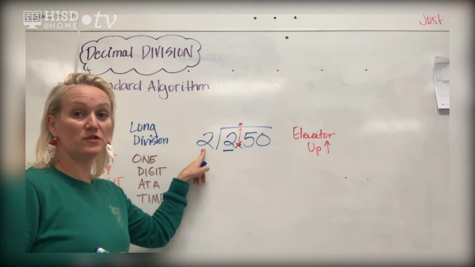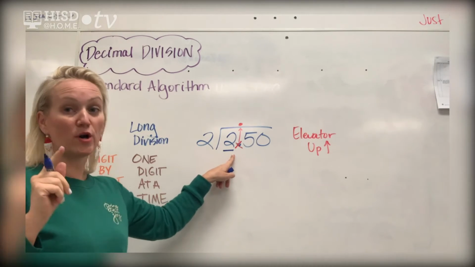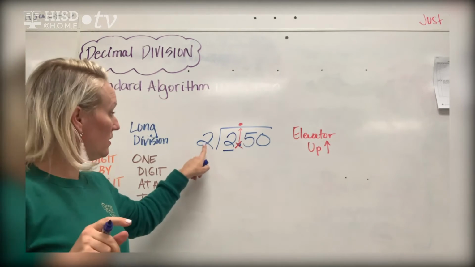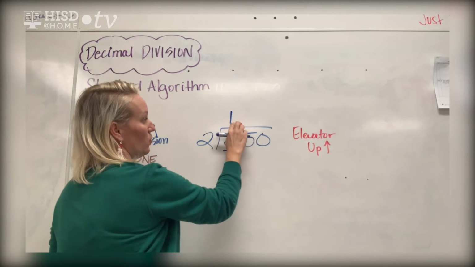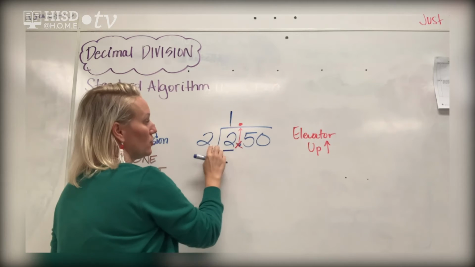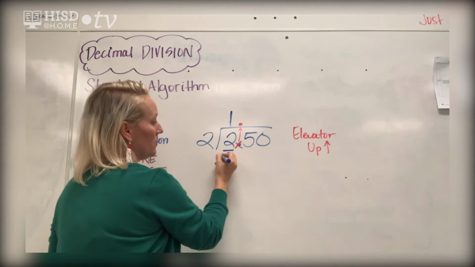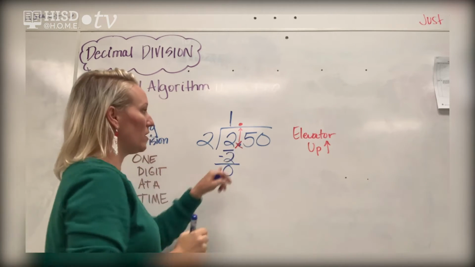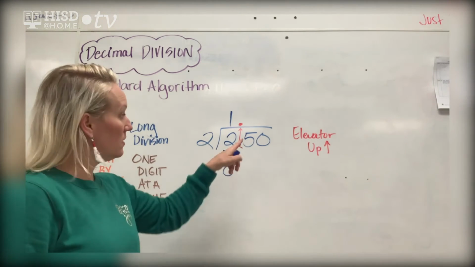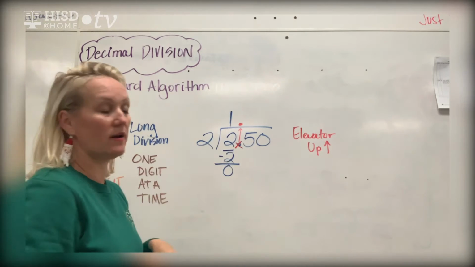How many groups of 2 go into 2? Remember, digit by digit. How many groups of 2 go into 2? 1. So then I do 1 times 1 group of 2 is 2. So now I can subtract 2 minus 2 and get 0. Remember, I've already moved the decimal, so I don't need to worry about it anymore.